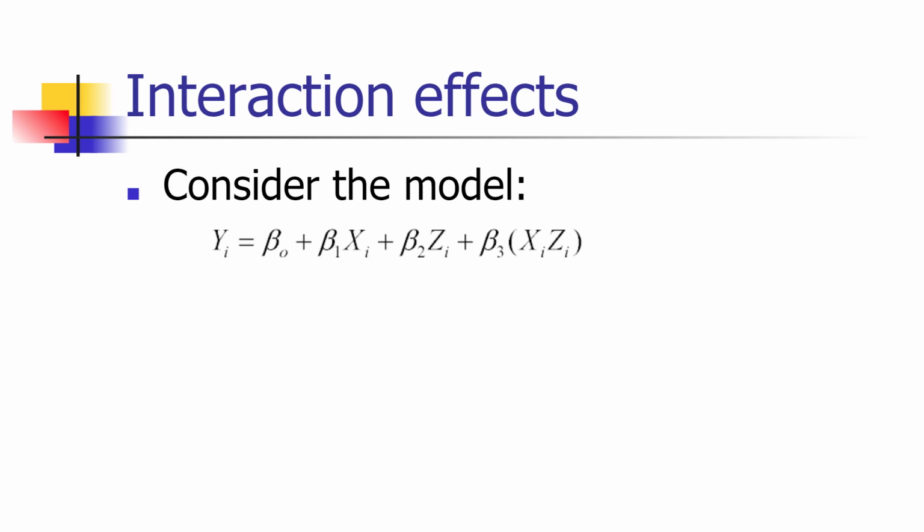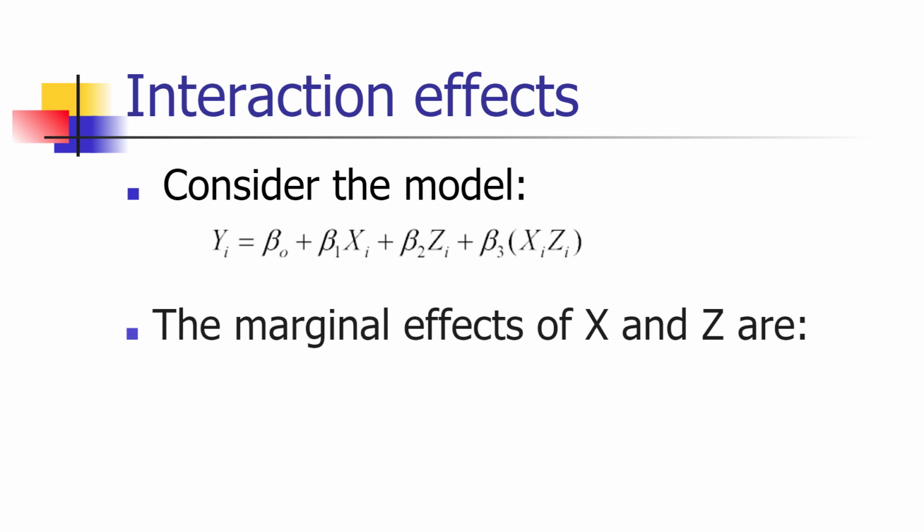We normally represent interaction effects by adding an additional term to the regression to capture the combined effect of variables. In this case, we're assuming that the dependent variable y is in part a linear function of x and z as before, but now we're adding a new term to the regression, which is the product of x and z. With a little bit of algebra, we can show what the marginal impact of a change in x or a change in z will have on the dependent variable.